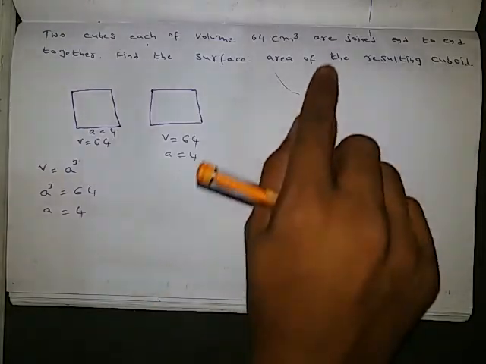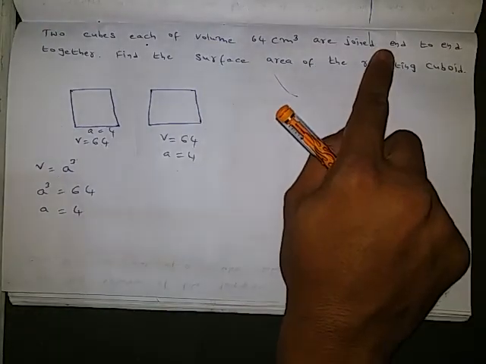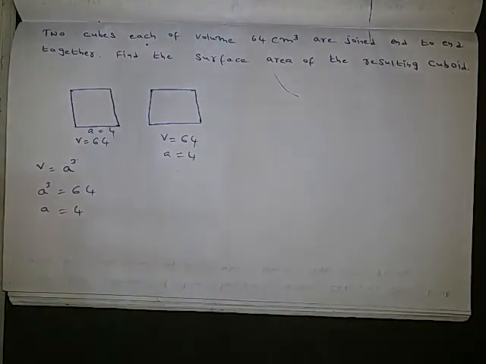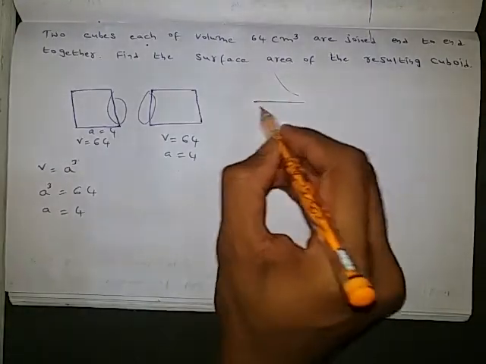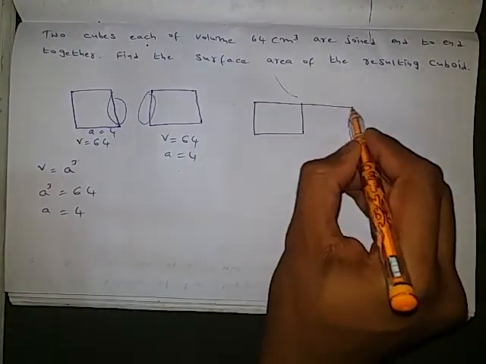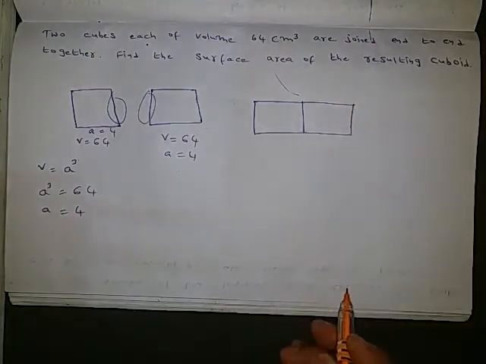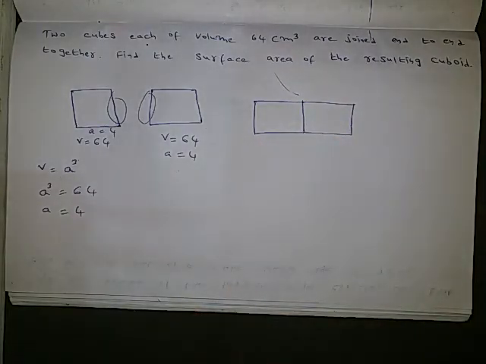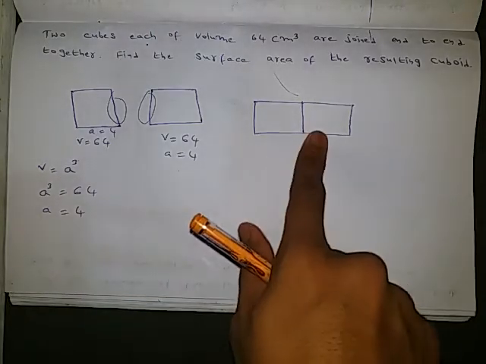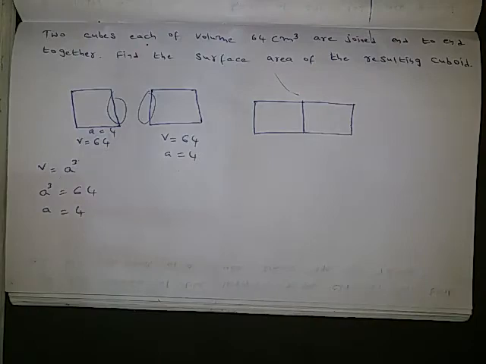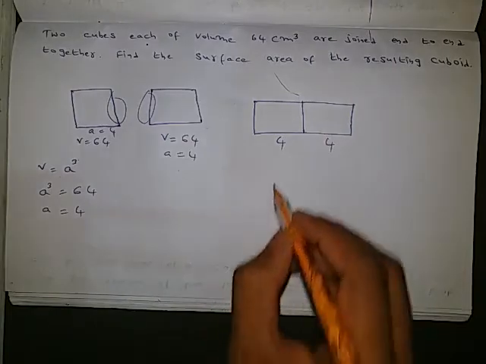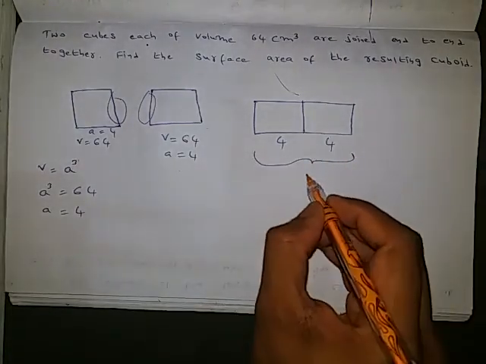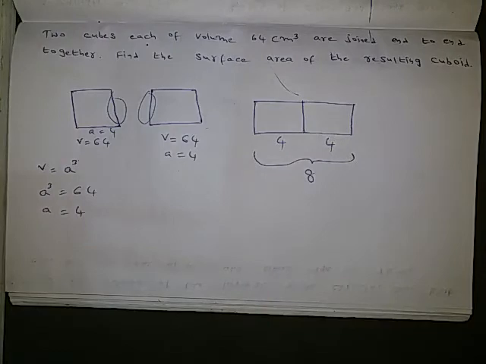Then they are joined end to end together. These two ends we are joining to each other. Here one cube, just beside that one more cube we are joining. Now 2 cubes are joined side by side, end to end. Then that figure will be a cuboid. So we know clearly the side of the first cube is 4 and the side of the second cube is also 4. So the total length of the cuboid will become 8.